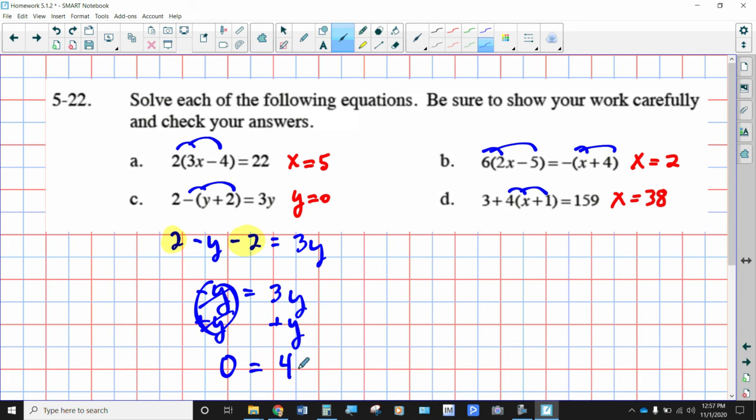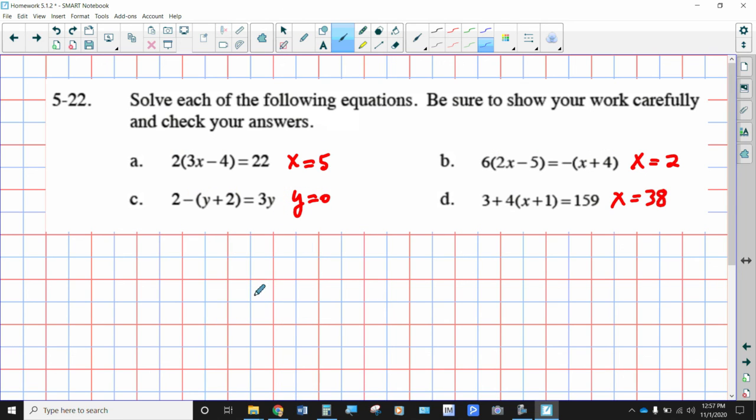This side gives you 4 times y. So at this point, people start getting confused as well, but it's really straightforward. What do you multiply times 4 to give you 0 for an answer? The answer is 0. So if you divide each side by 4, 0 in the numerator means it doesn't matter what your denominator is, as long as it's not a 0 in the denominator. 0 in the numerator means your answer is 0. So y is equal to 0.